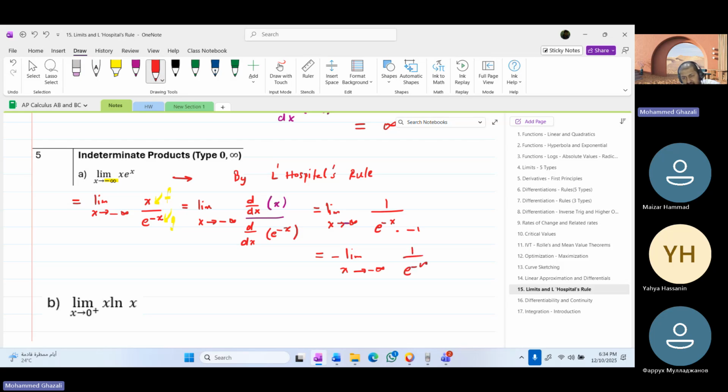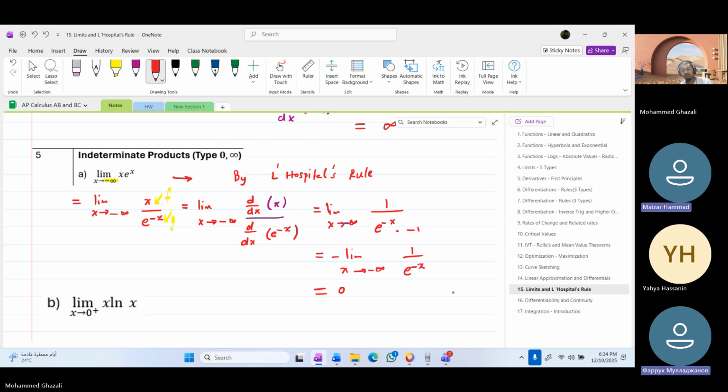1 over e to the power negative x. Now x is negative infinity. e to the power negative infinity is e to the power infinity. And 1 over infinity is 0. Negative 0, so 0. Make sense, guys?